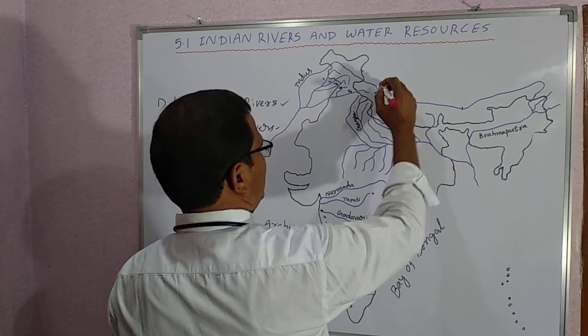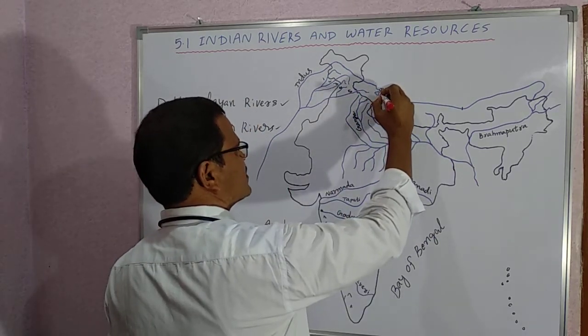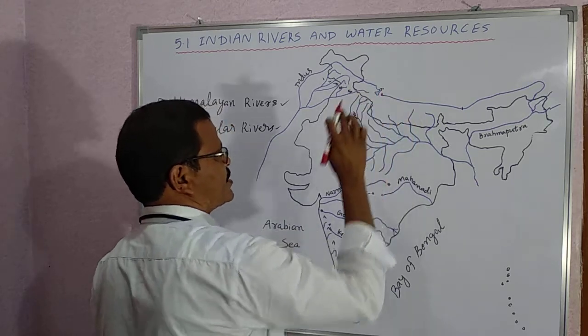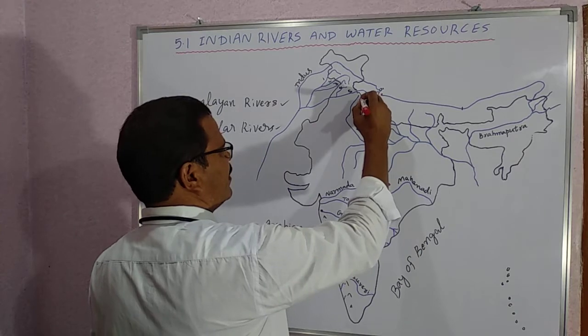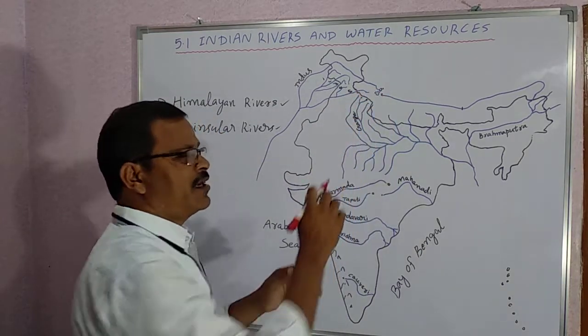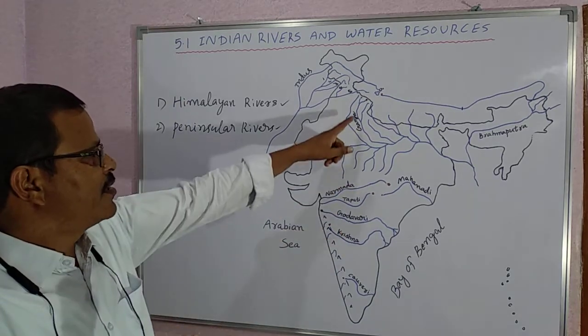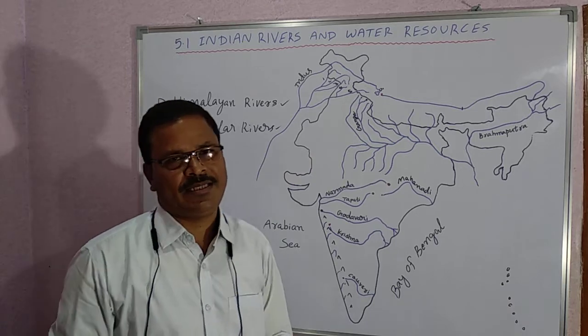Kailash Range is the origin of Indus River. Chamayang Glacier is the origin of Brahmaputra. Gangotri and Satapnath are the origin of Ganga River. You have to remember all these places.